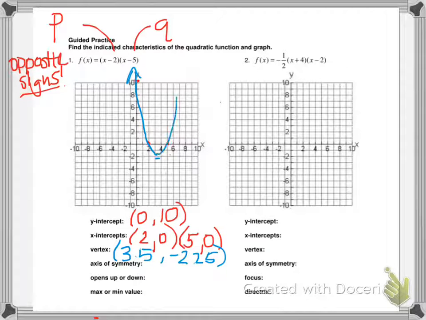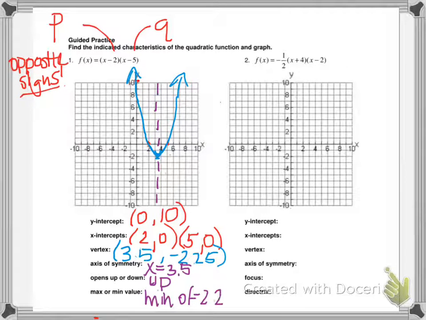Now, that means that my graph should look something similar to this, and so should yours. Your axis of symmetry, of course, is the x value of your vertex, so that's x equals 3.5, and my graph opens up, obviously. Therefore I have a minimum value of negative 2.25, which is the y value of my vertex. And we're done with that problem. So moving on to example number 2.